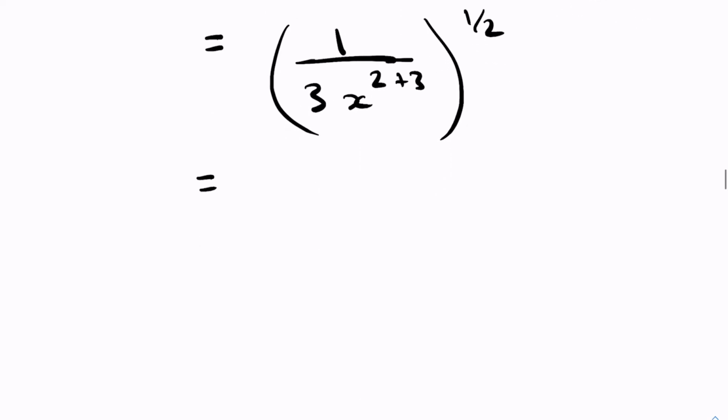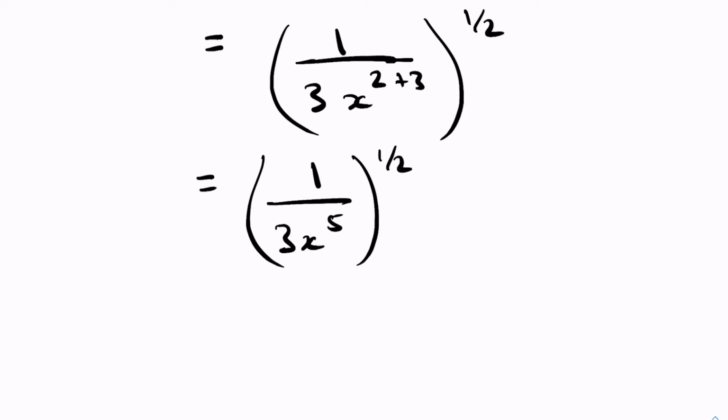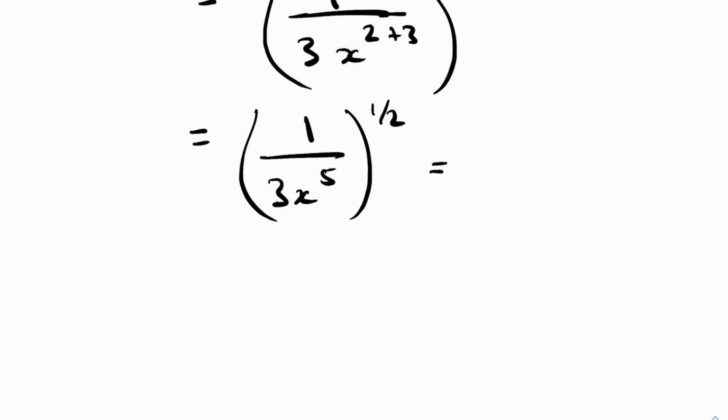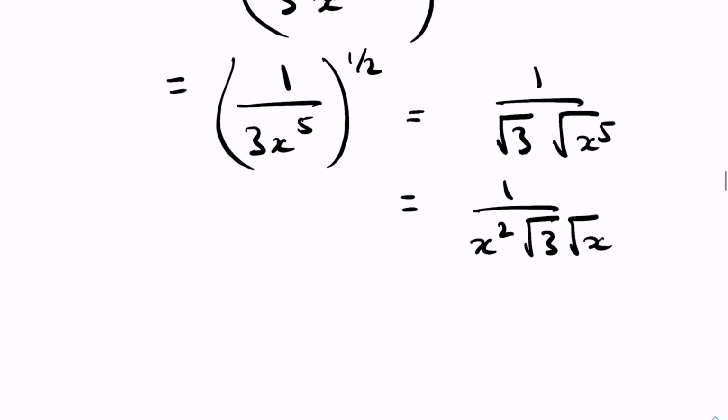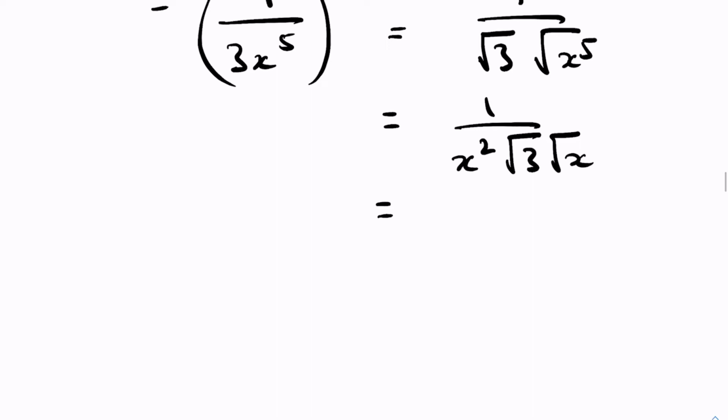So at this point, I can write it as 1 over 3x to the 5, to the 1/2. And I'll bring that 1/2 in. Let's see what we get. We get 1 over the square root of 3 and the square root of x to the 5. Or if you want to simplify that as much as possible, it's 1 over x squared root 3 root x, or you can write it as 1 over x squared root 3x.